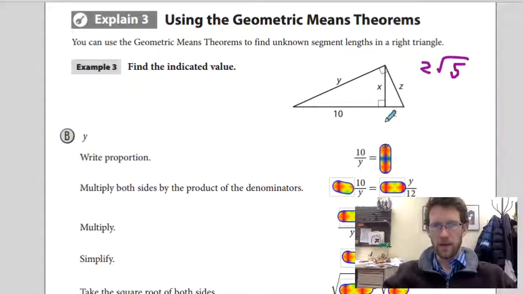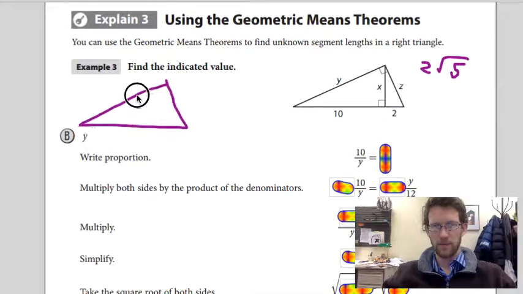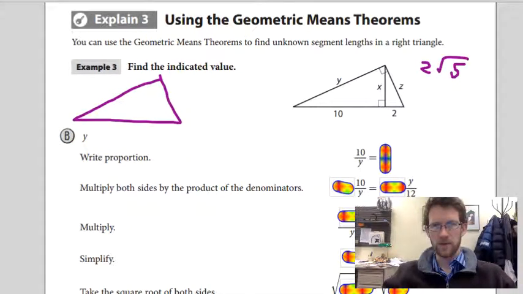So in this case, we have 10 over y. And what do we want to set this equal to? We want to set this equal to some triangle where we know the values. What's the other triangle that uses y? Well, it's going to be the big one here. So here are my two triangles this time. I have that triangle there, and then the other one that uses y is this one.